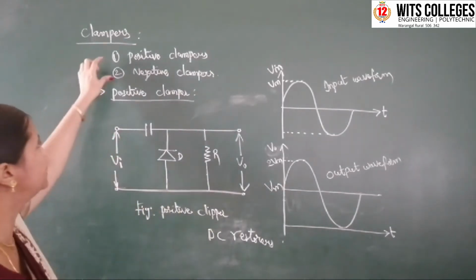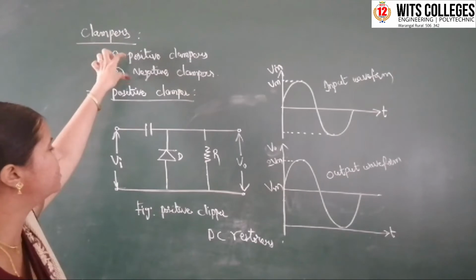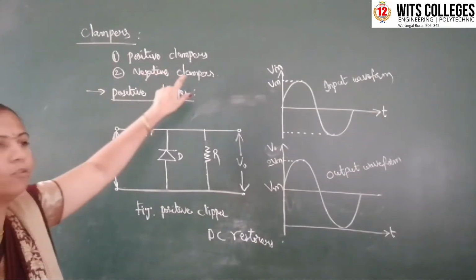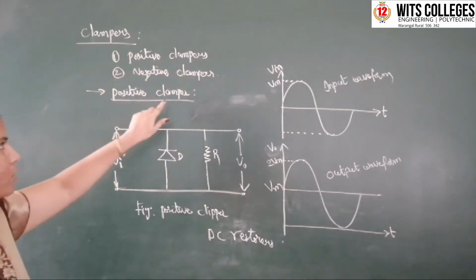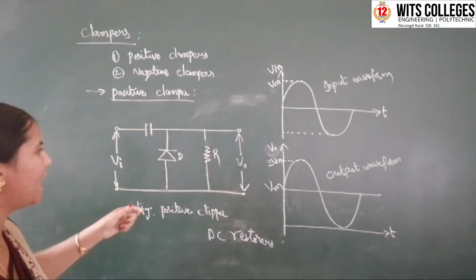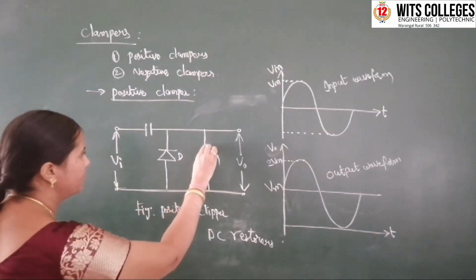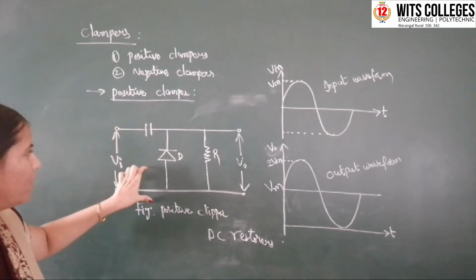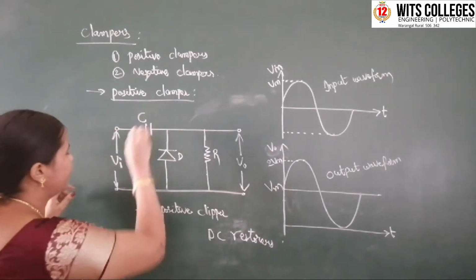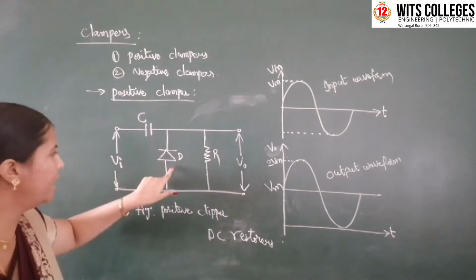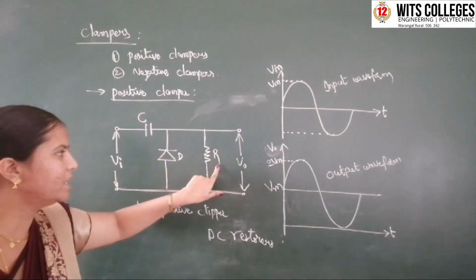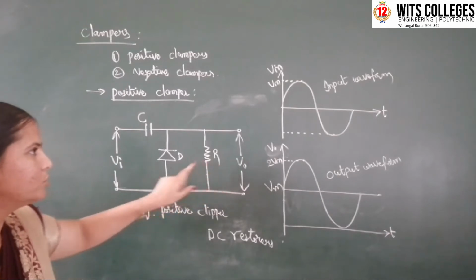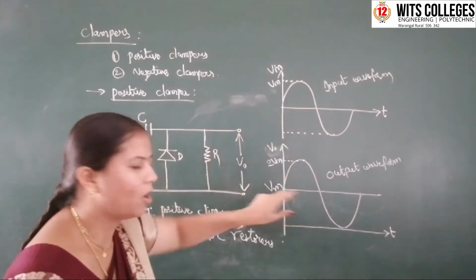The clampers are generally classified into two types: positive clampers and negative clampers. Coming to the positive clamper, this is the circuit diagram of the positive clamper. Here we are connecting a capacitor and a diode, and we are using another resistor also. This is the input waveform and this is the output waveform.